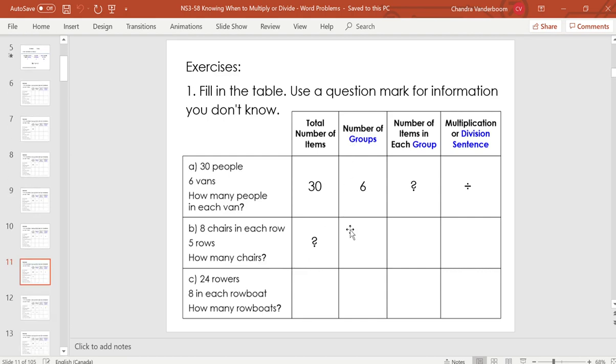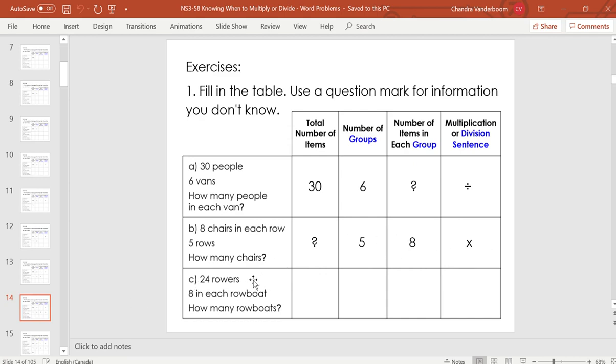The second question is the number of groups. Do we know the number of groups? Yes, we know there's 5 rows. Our other question is the number of items in each group. Do we know that? Yes, we know there's 8 chairs in each row. So now that we have this filled in, we can decide, are we going to do a multiplication or a division sentence? Do we know our total number of items? No, we do not. And if we don't know our total number of items, we always do multiplication. So we don't have to solve it yet. We're just filling in the chart.